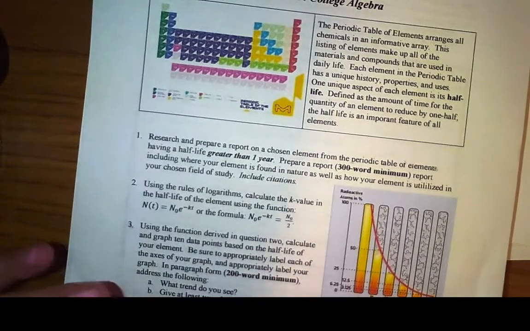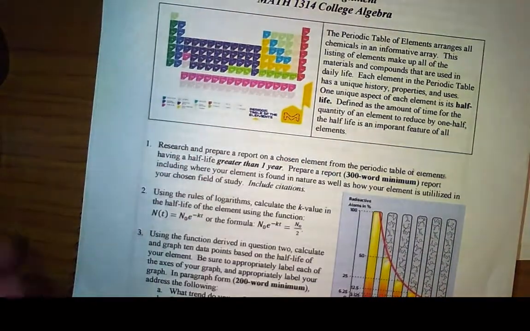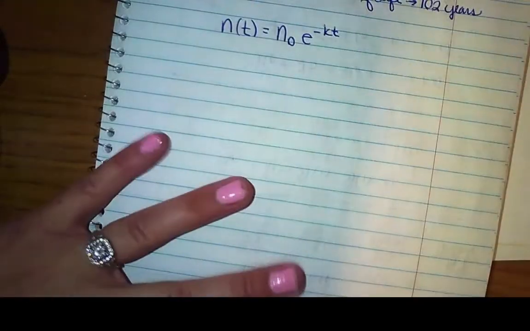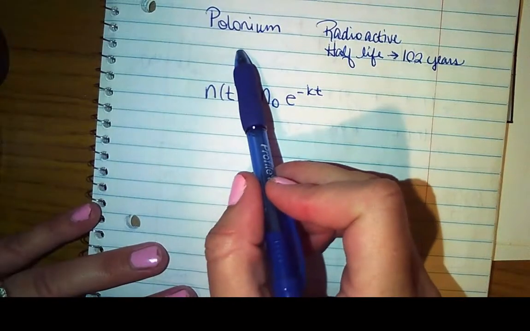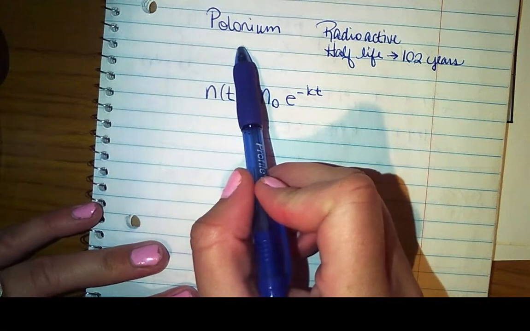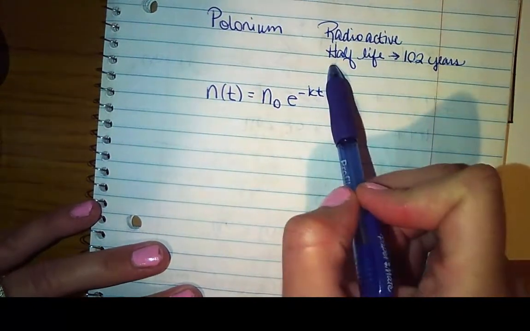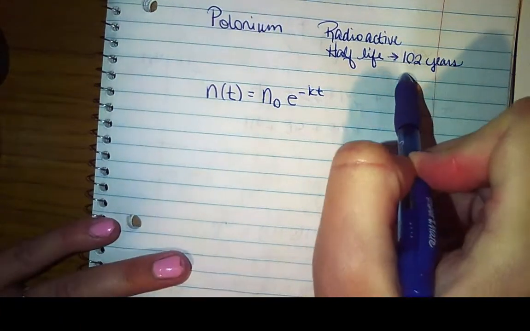And basically what you're going to do is use the periodic table of elements, which is what you learn about in chemistry. You need to pick an element that has a radioactive half-life that is greater than 1 year. So I would suggest you go to Google and just ask, what is a radioactive element with a half-life bigger than 1 year? I'm going to give you an example of polonium. You may not use polonium. Why? Because I used polonium. In this case, the radioactive half-life of polonium is 102 years.